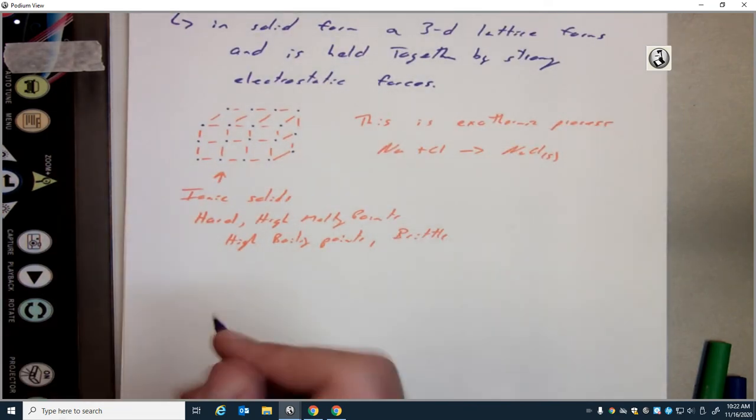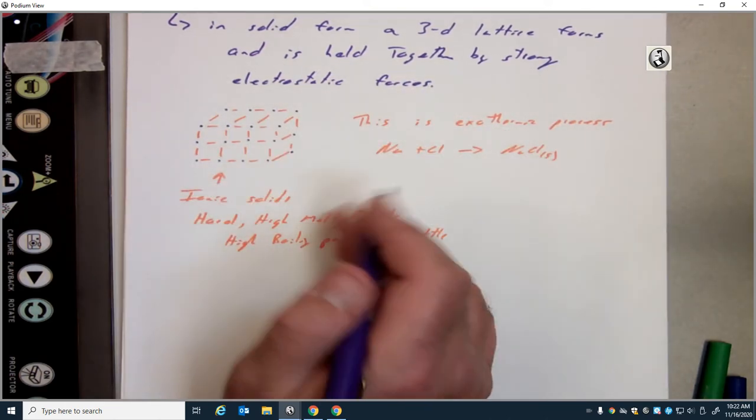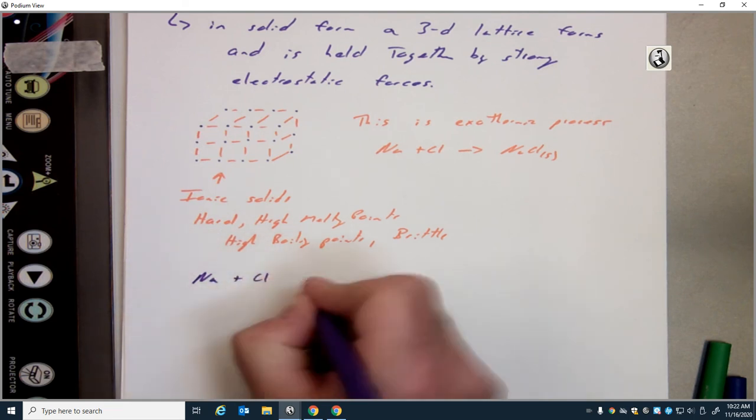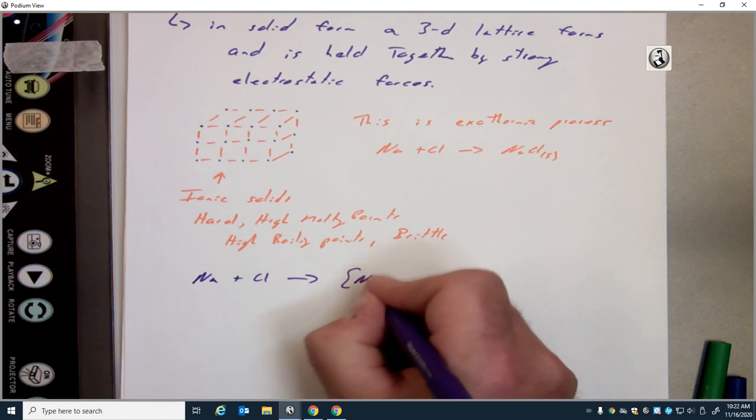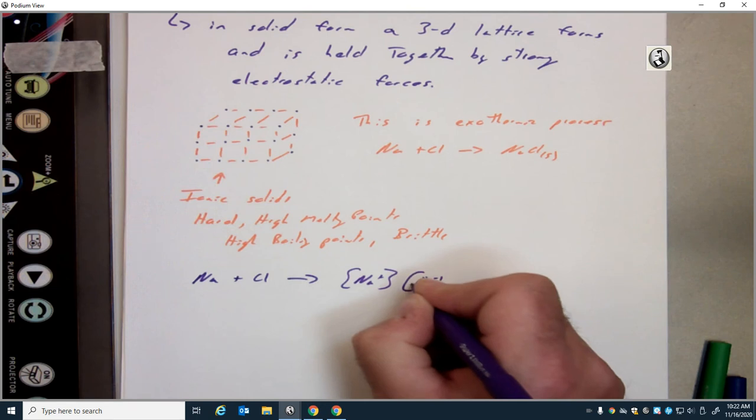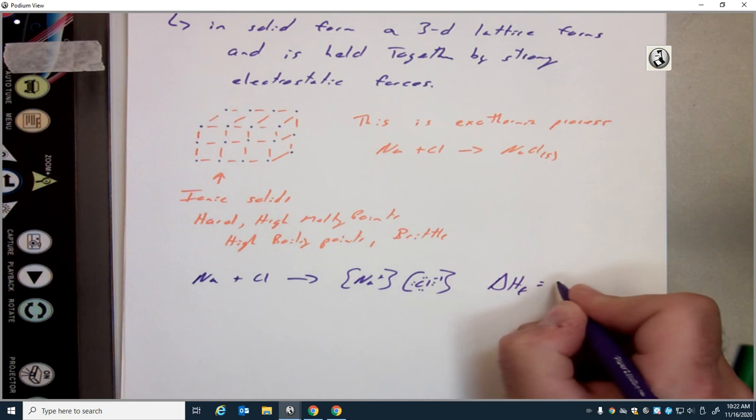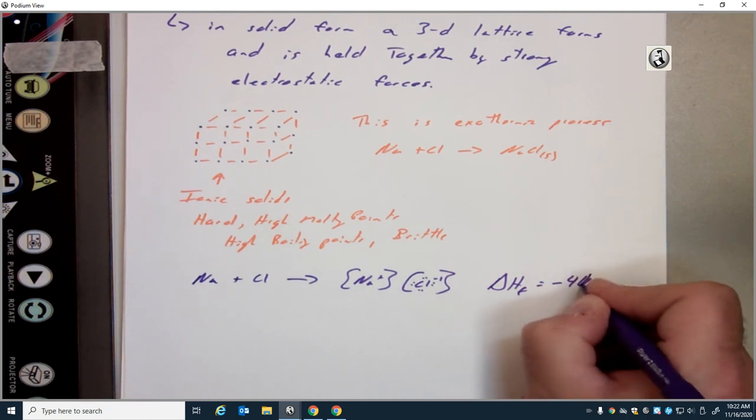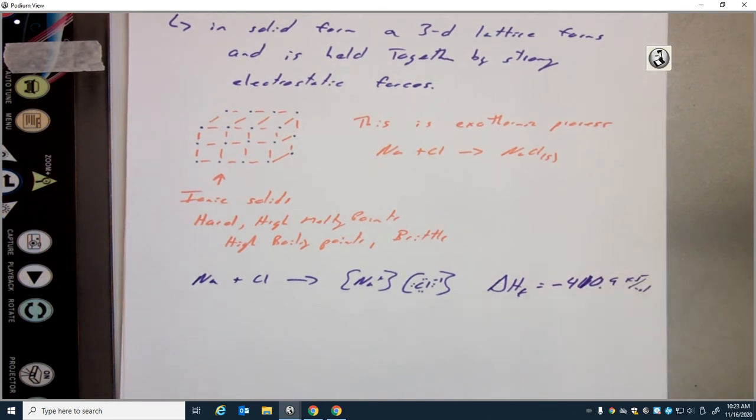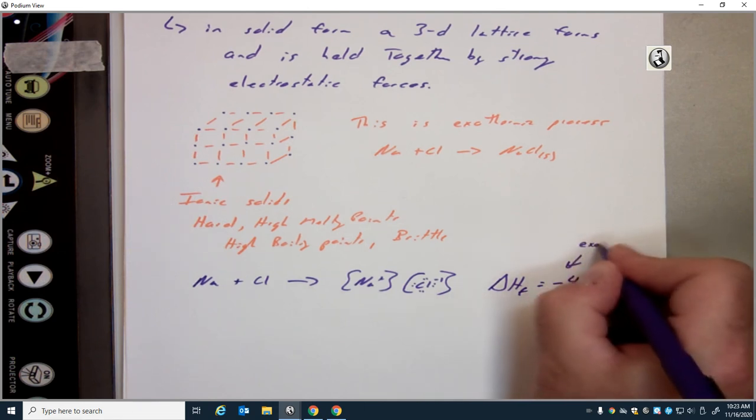So let's look a little bit closer at the energy associated with these bonds. So Na plus Cl turns into Na+, Cl-. There's my dot diagram. And we can actually look up the heat of formation. And it's negative 410.9 kilojoules per mole. It's telling us that it's very exothermic.